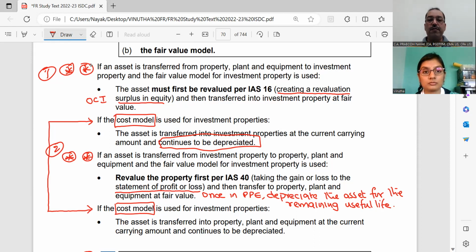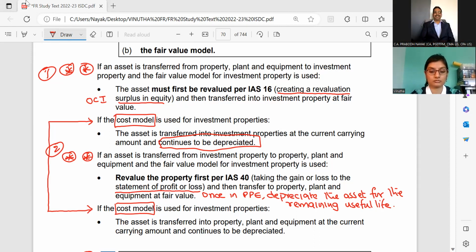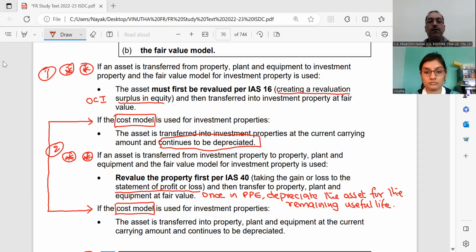If an asset is transferred from property, plant, and equipment, that is IAS 16, to investment property, that means a property which was originally under IAS 16 is now transferred to IAS 40, and the fair value model for investment property is used. So the problem arises because in the case where we have this conversion, there are two models which are applicable, the cost model and the fair value model. So it may happen that originally you are holding it under the cost model and then you are transferring it to the revaluation model or vice versa. So in that case, what will be the implications for reporting?